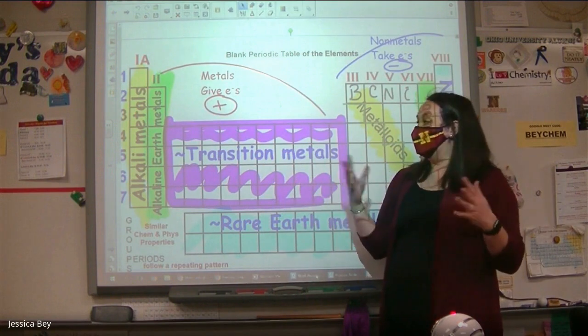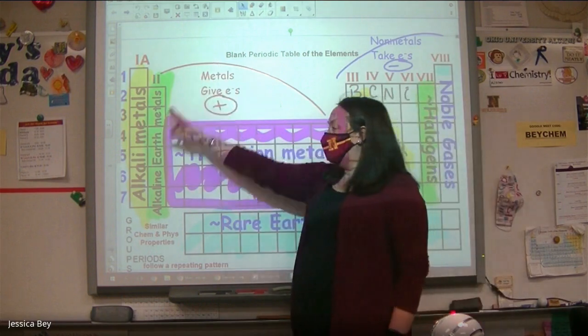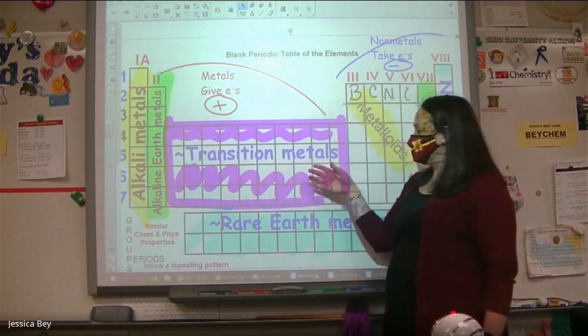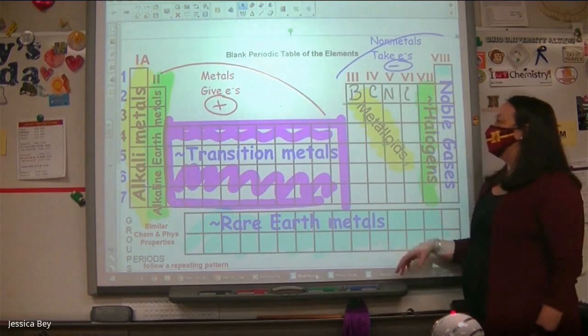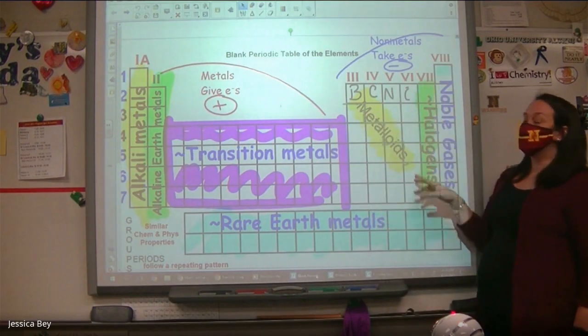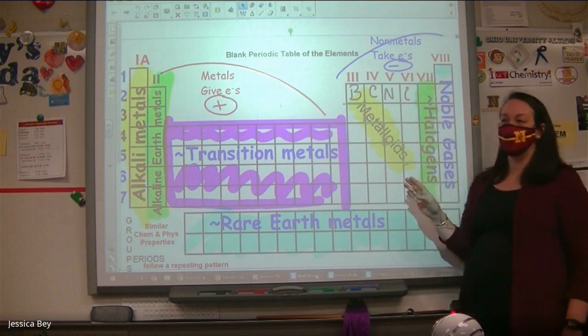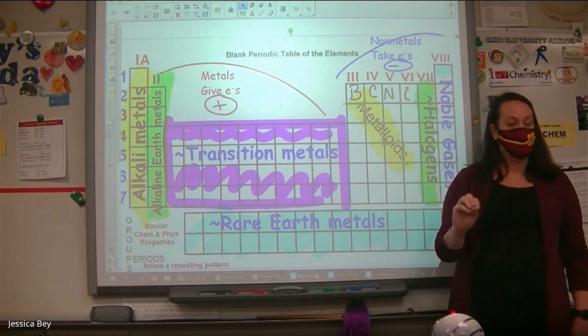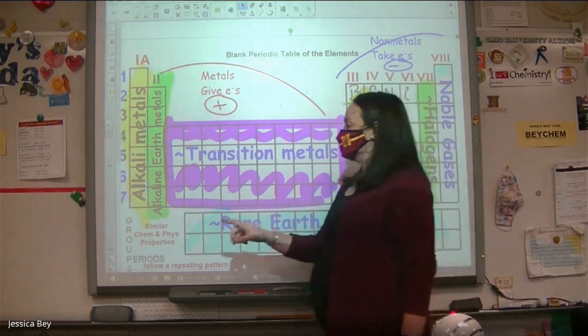You might have pulled it out, whatever you want. But the alkali metals, the alkaline earth metals, transition metals, and down here are the rare earth metals. Metalloids are on the stair step. Halogens are in group 7, and the noble gases are in group 8. So hopefully you remember those things. You'll need that for the puzzle today as well.